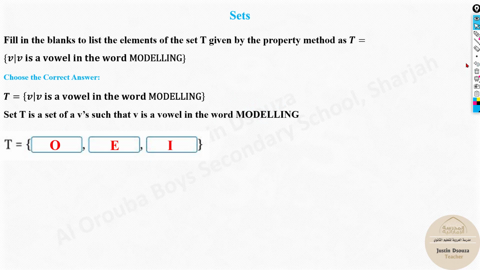So these are some basic problems in sets. It's very simple. Just look into what they are asking you, and if there are many options, go through all the options and try to eliminate the errors.